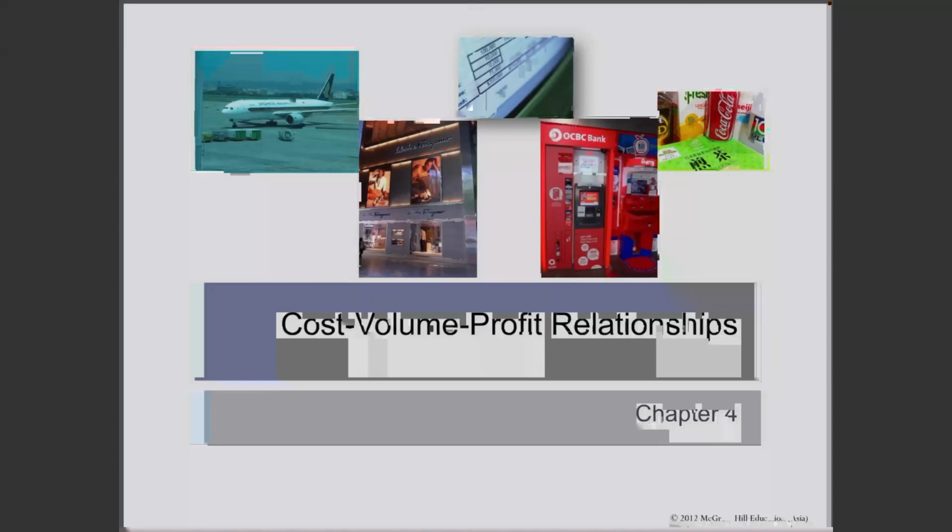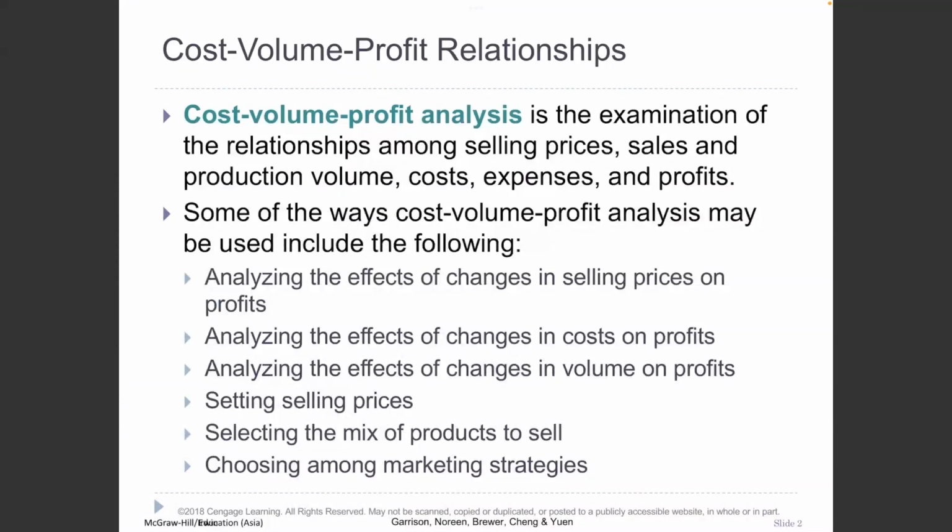All right, so let's start. This chapter is for cost volume profit relationship. So what is cost volume profit relationship?